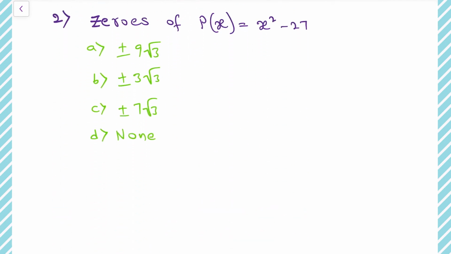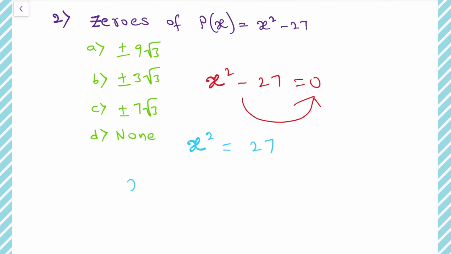What are the zeros of the polynomial x square minus 27? So here x square minus 27 is given. So make it equals to 0. Take minus 27 to the right side, then it becomes plus 27. So x square is equals to 27. Now we need to find out the x value. So x value is equals to plus or minus under root 27.